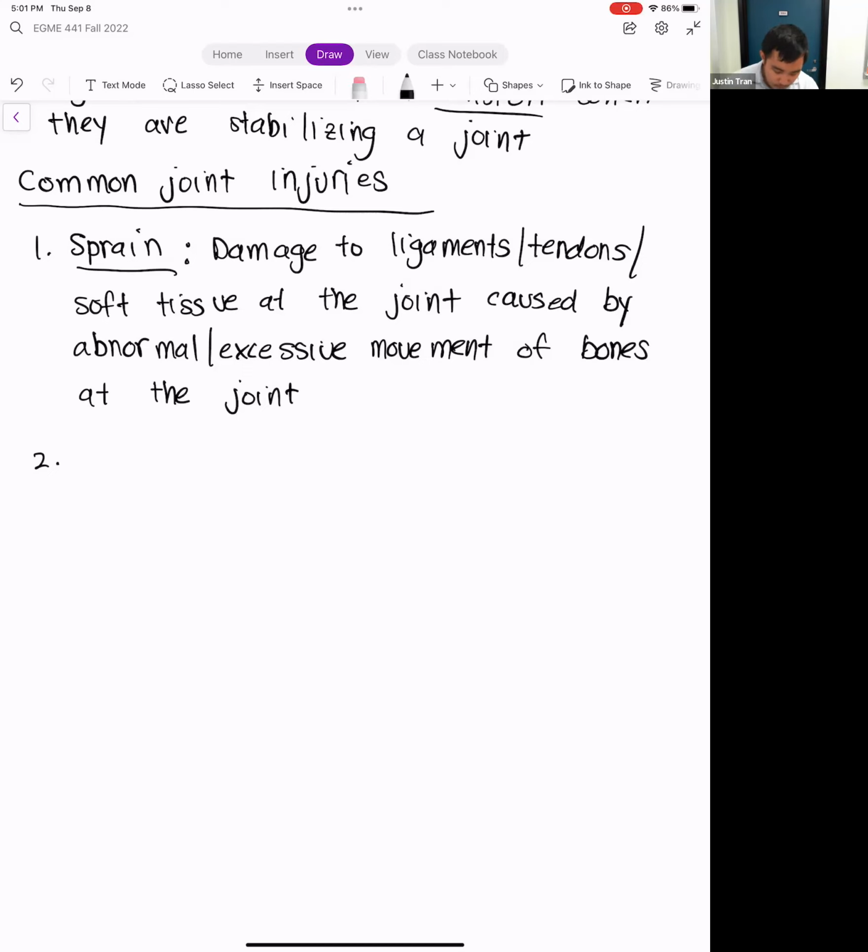All right, next we have dislocations. We've already mentioned dislocations, but they are when you have any kind of displacement of the bones at an articulating joint that's not supposed to happen.